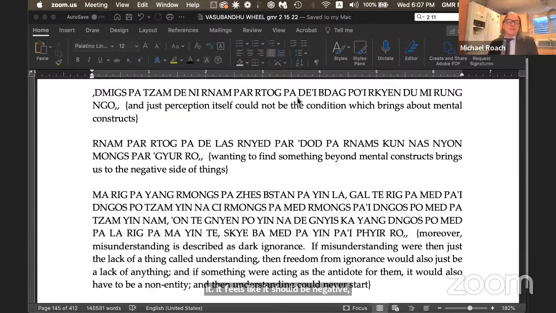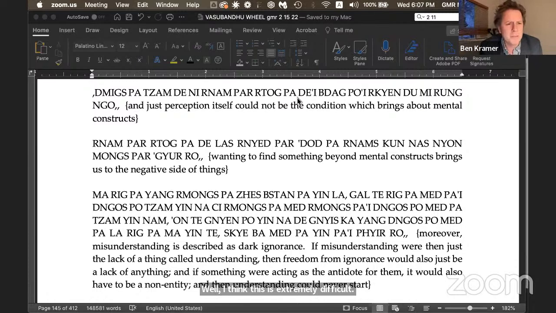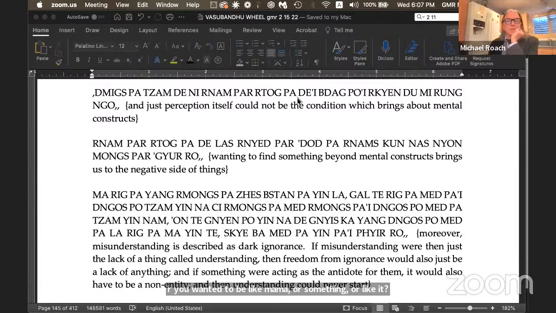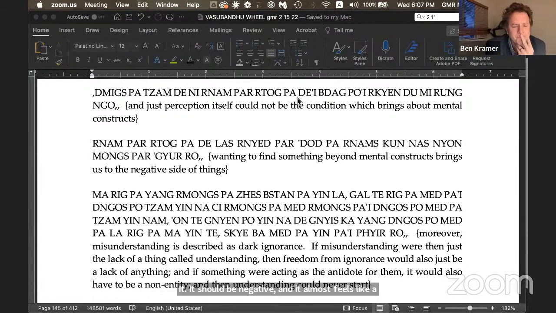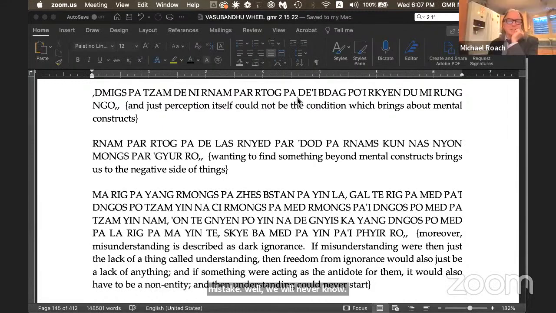Well, I think this is extremely difficult. Like you want it to be mamikba or something, it should be negative, and it almost feels like a mistake. Well, we will never know with this text. Unless it's obviously wrong, we have to be careful.